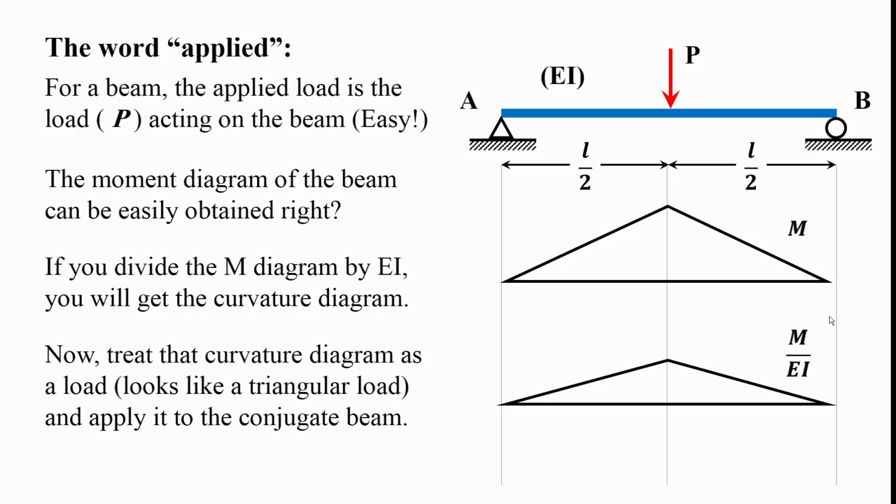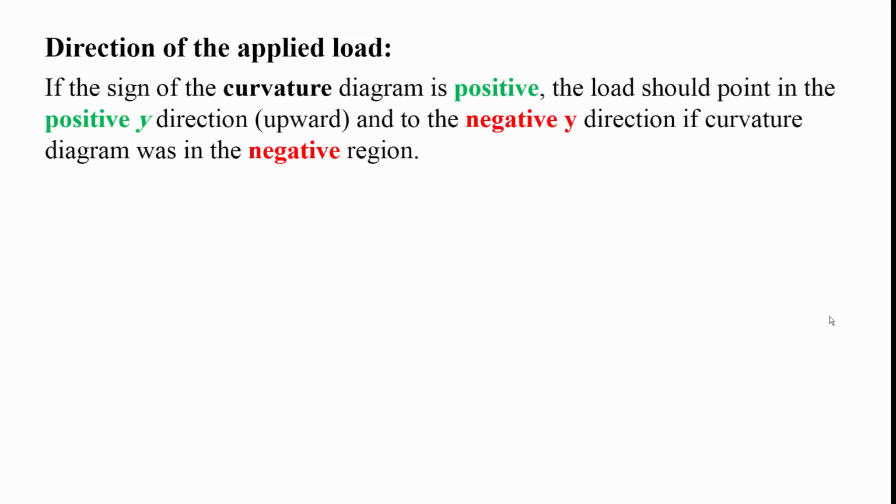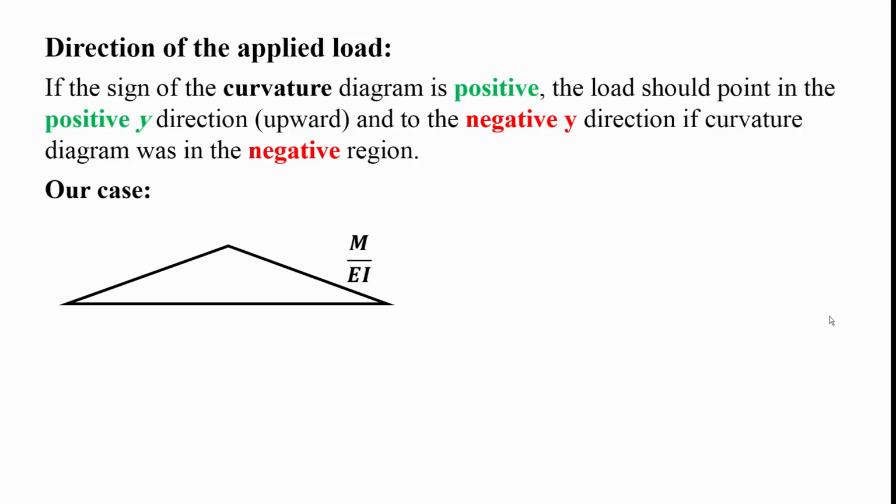But before I jump into what a conjugate beam is, let's put some rules here. The direction of the applied load. I want to know the direction of the curvature diagram that I'm going to apply as a load on my conjugate beam, which I will talk about later, but let's set some rules, okay? If the sign of the curvature diagram is positive, meaning it's above the horizontal axis, the load should point in the positive y direction, or in other words, upward. And if it's negative, which means that the curvature diagram is below the horizontal axis, then the direction should be in the negative.